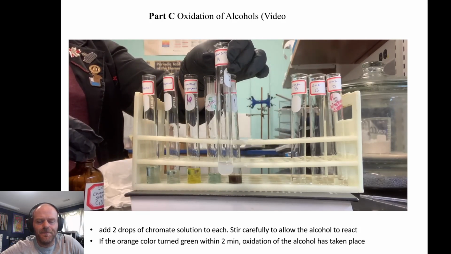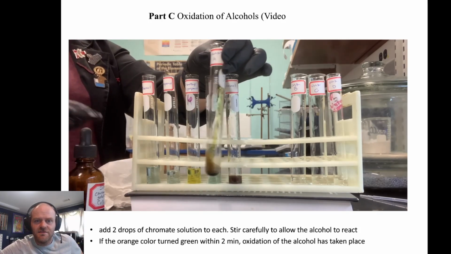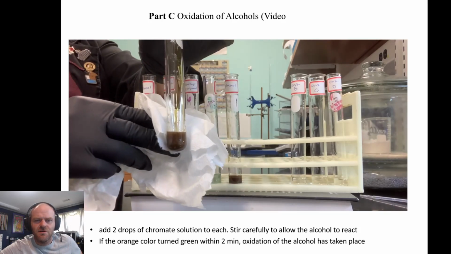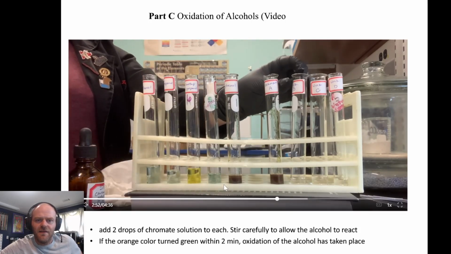Okay, and this is the unknown A. This is the only one that we're concerned about as far as the unknowns go. So there is your reaction, and that's all you need to see, right? So what we have here: ethanol, 2-propanol, 2-methyl 2-propanol, cyclohexanol, and phenol, and then our unknown A. So that'll give you all the information you need to complete Part C.